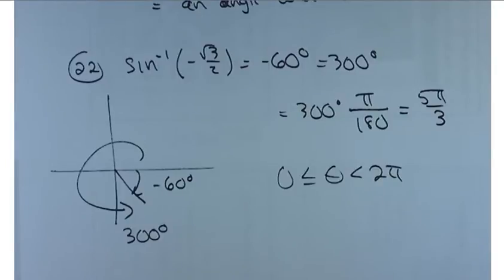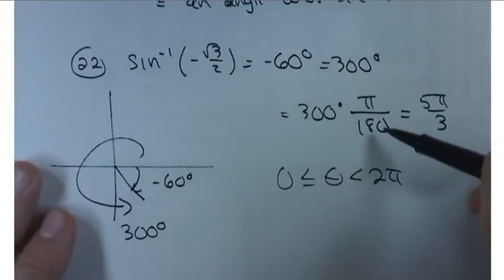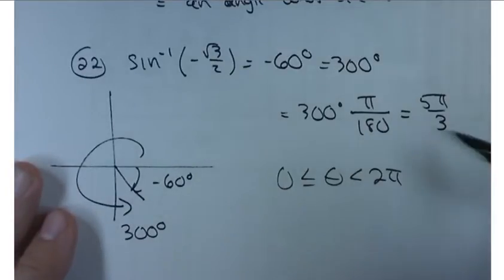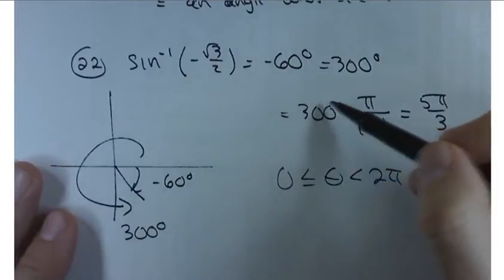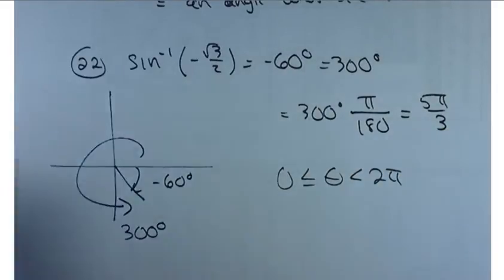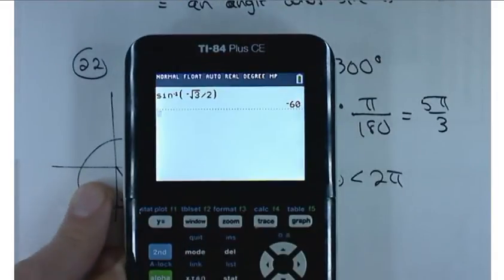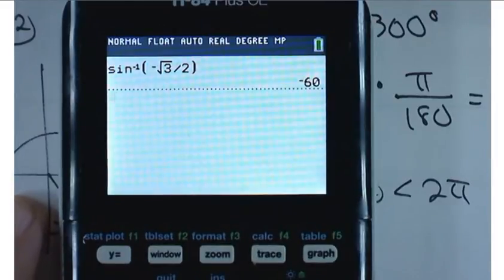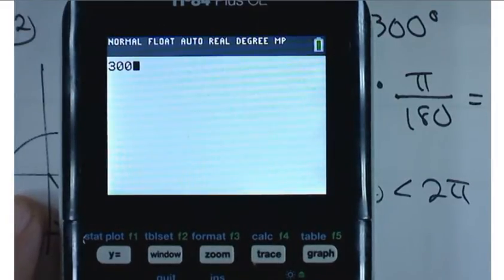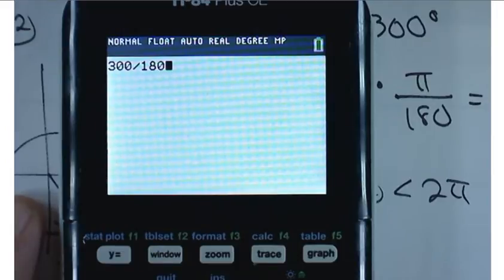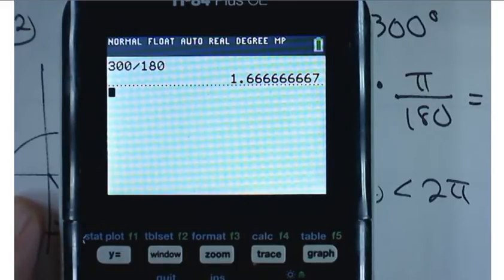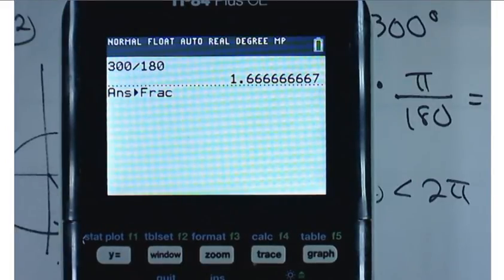Sorry, how do you get 5 pi over 3? Oh, you just reduced it, right? 60 goes into 180 3 times. 60 goes in here 5 times. So if you're not really comfortable with that, take 300 divided by 180, and then hit the math key to convert your answers to fractions. Hit the math key and press enter twice, and there's my 5/3.